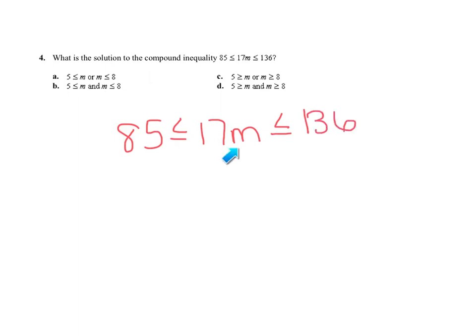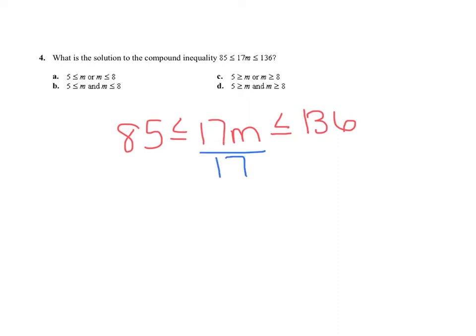What is the solution to the compound inequality 85 less than or equal to 17m less than or equal to 136? To solve this one, this is in compact form, I'm going to go ahead and write it out. 85 less than 17 times m less than or equal to 136. Now to solve this, I need to get that m by himself. Well, ask yourself, what operation is going on? This is multiplication. How do we undo multiplication? We undo multiplication with division.